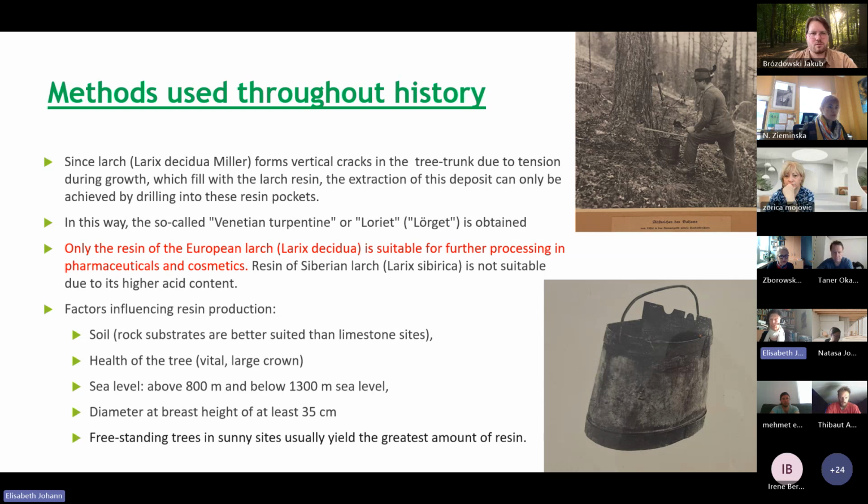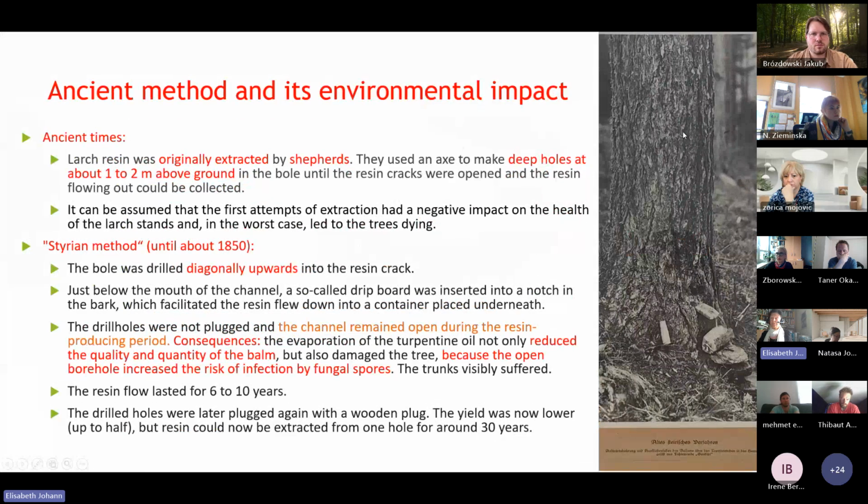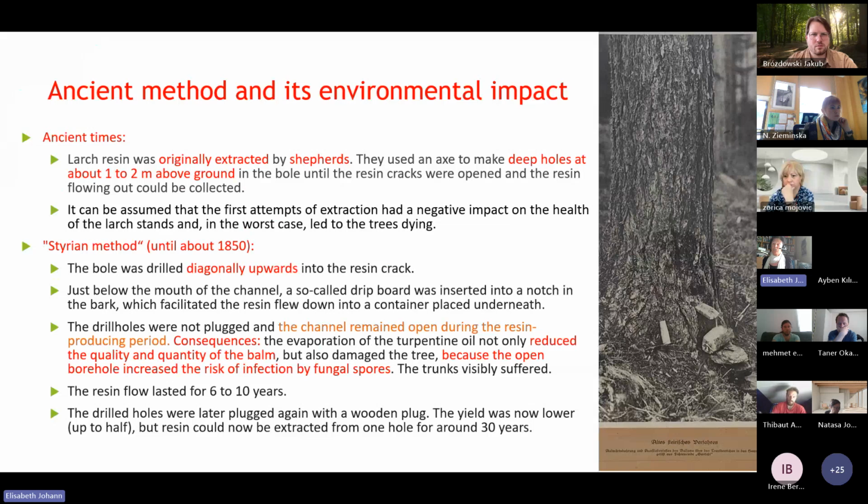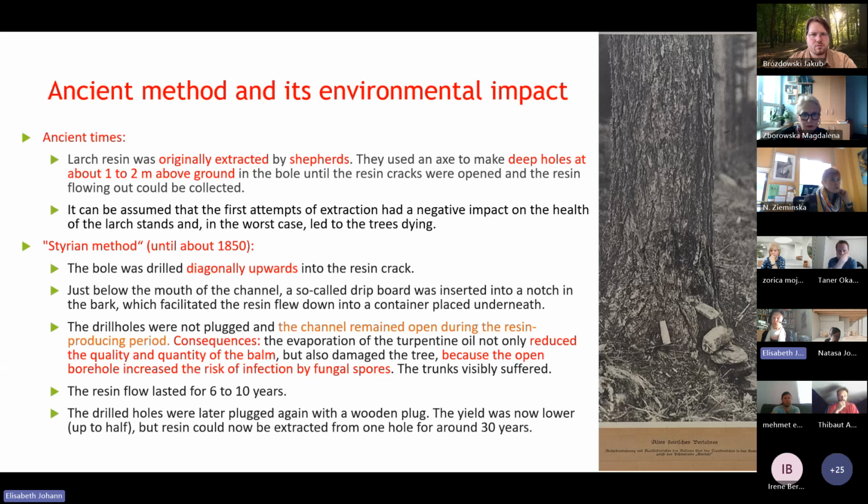And there are several factors influencing the resin production, such as soil, the health of the tree, the sea level. The best is between 800 and 1,300 meters above sea level. The diameter at breast height should be at least 35 centimeters, and freestanding trees in sunny sites usually yielded the greatest amount of resin. In ancient times, larch resin was originally extracted by shepherds. They used an axe to make deep holes about 1 to 2 meters above ground in the bole until the resin cracks were opened and the resin could flow out and could be collected.